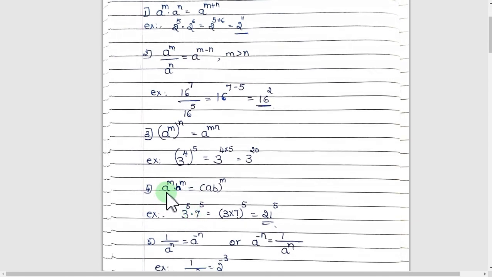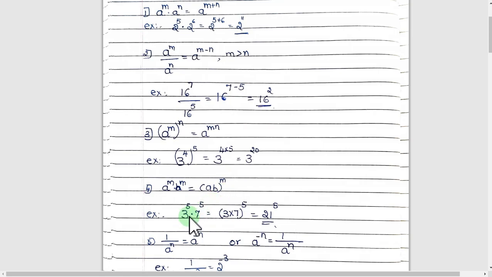Fourth law, a to the power of m into b to the power of m. See, when you compare this with the first and second law, here bases are different, powers are same, m and m. The same variable used here means powers are same, base different. Here a, here b. So we can write that as a into b whole to the power of m.